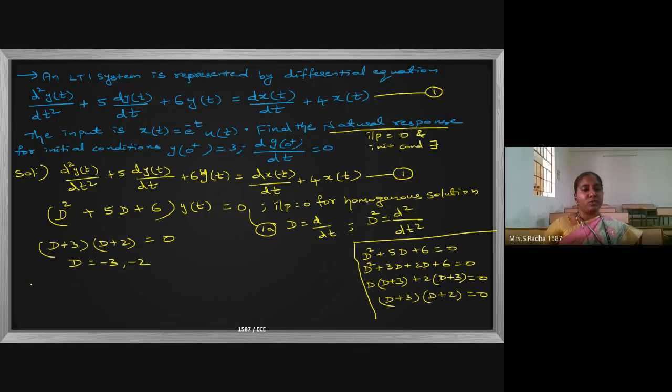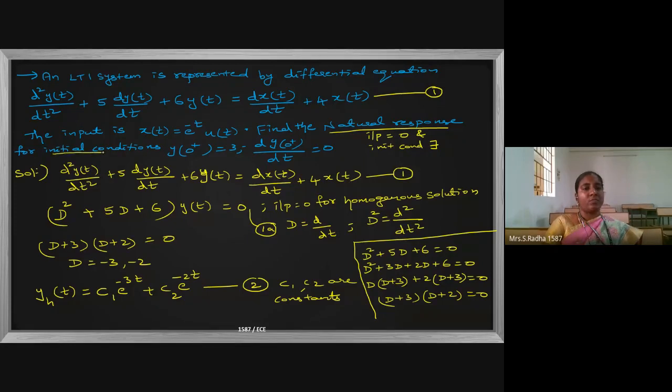So what I can write as the homogeneous solution is C1 e power minus 3t plus C2 e power minus 2t. Let this be equation 2, and here C1, C2 are constants I am assuming. Now we have to find the C1 and C2 values using the initial conditions, which are given in the question.